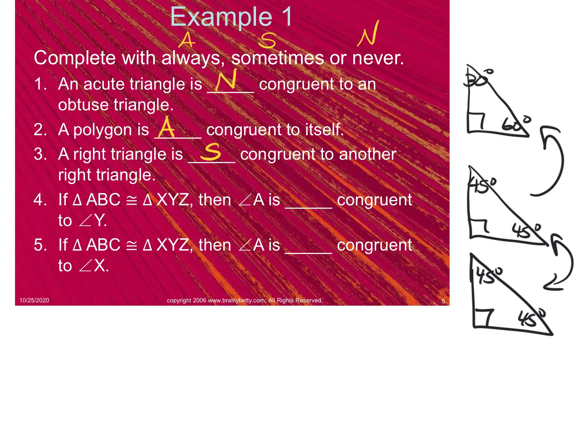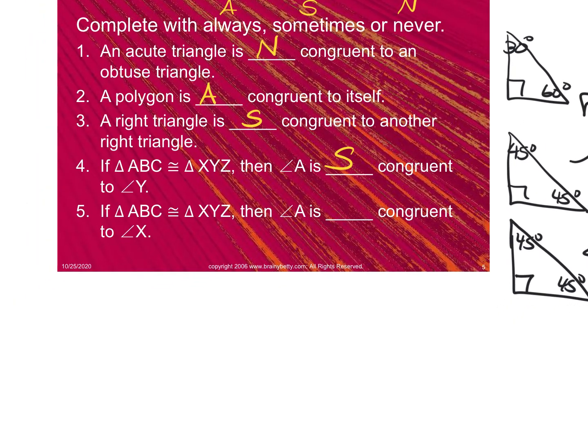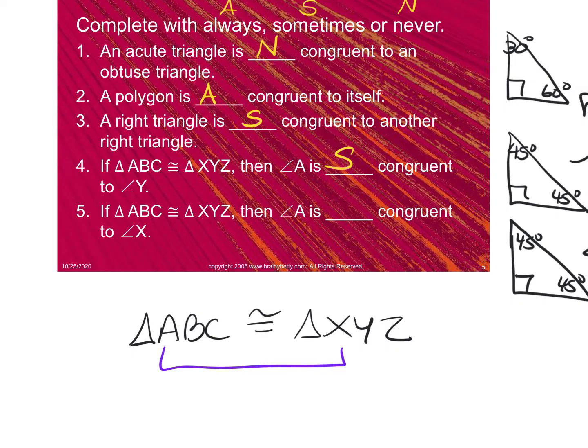And then the next one: if triangle ABC is congruent to XYZ, then angle A is sometimes, always, or never congruent to Y. Sometimes. Beautiful. So look at this. Remember how I told you that this statement, ABC congruent to XYZ, means A and X would match, and then B and Y are supposed to match, and then C and Z. But this one said A and Y.